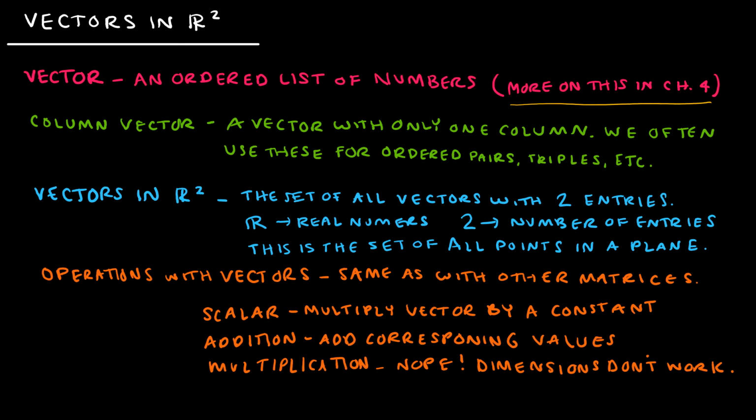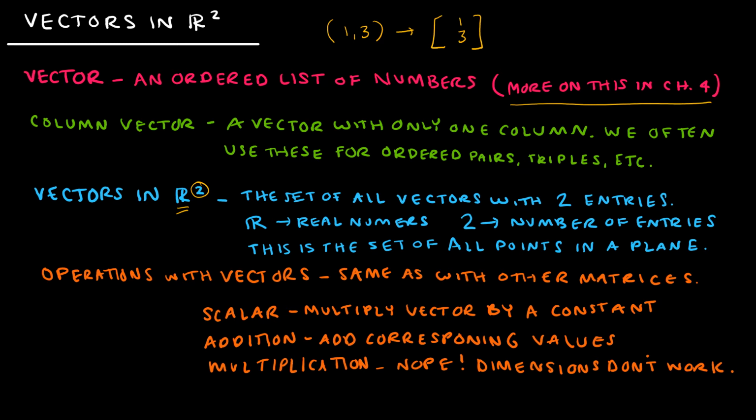Vectors in R2 just means that it's real numbers and it's two entries. So it's the set of all vectors with two entries. So for instance, if I had an ordered pair 1, 3, I could write that as a vector in R2, and notice I've written it as a column, and it has two entries, so that would belong to R2.